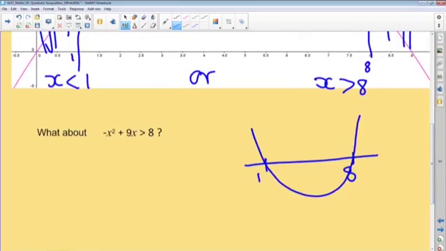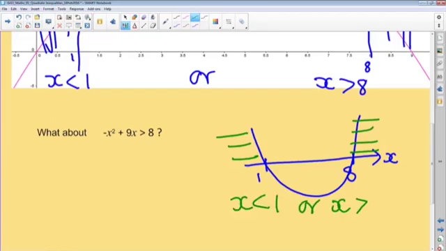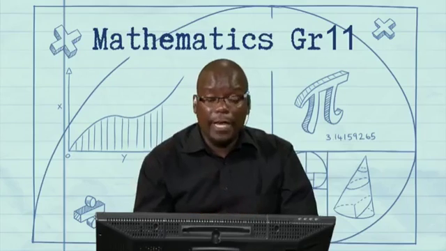But where is it greater than, right? When it's greater than, it's going to be above your x-axis. So where is it above the x-axis? So it's all the way that side and above 8. How do you write this solution? So x is less than 1, or x is greater than 8. So you still get the same thing, but you have applied different methods.